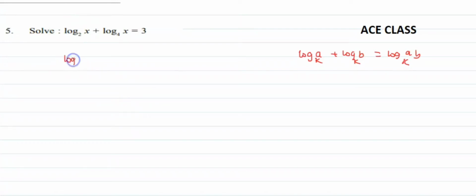So here log x to the base 2 I'll write as it is, whereas for this one, I can write 4 as 2 square. My base should be the same, so I'm making my base 2, equals 3. So this is log x to the base 2 plus 1 over 2 log x to the base 2 equals 3.